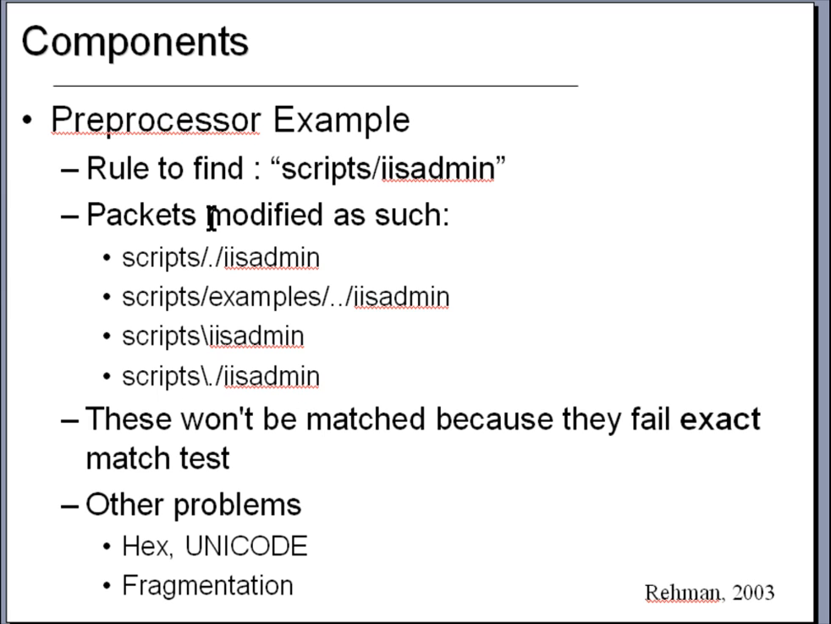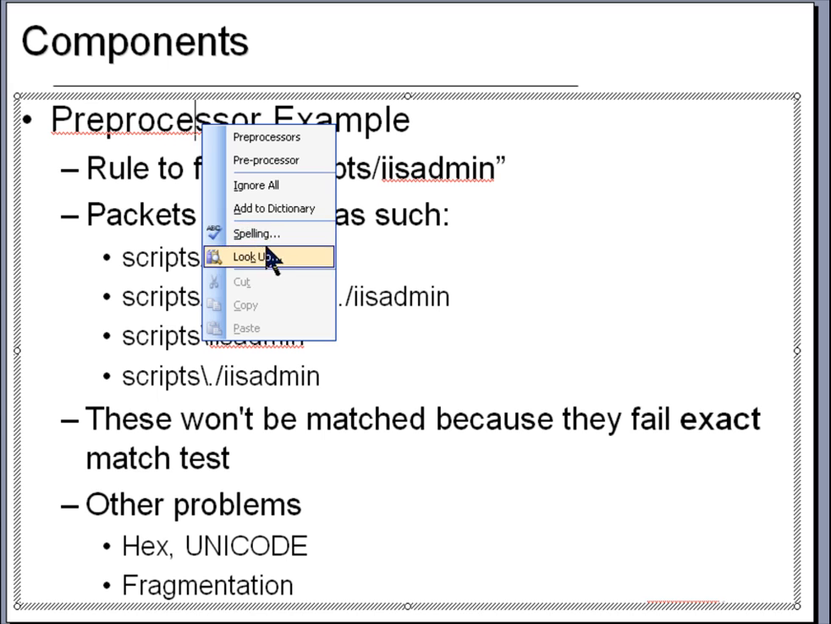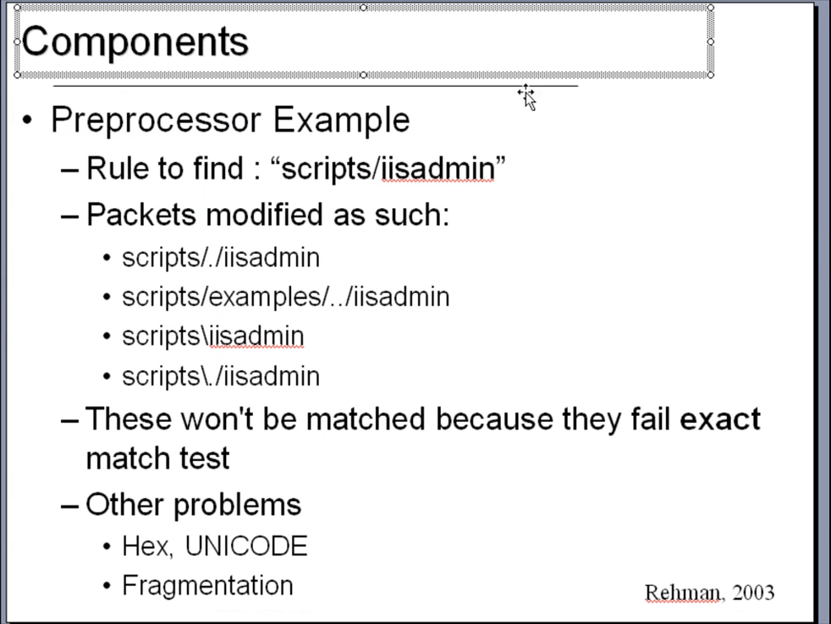Here's an example of a preprocessor. So the rule, let's say, the signature is to find the text scripts /IIS admin. Now the question is, is there a way that a hacker could type this so that it would get by this rule? Because realize this is going to have to match exactly. Well, let's look down here. How could you modify this?